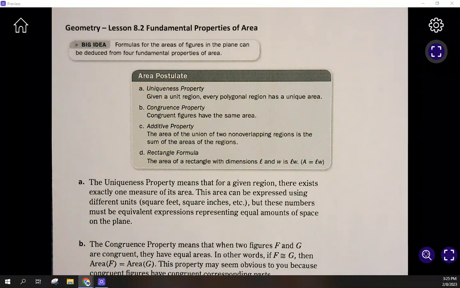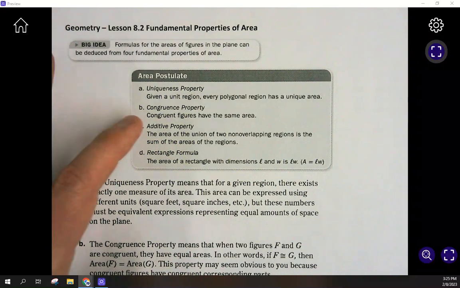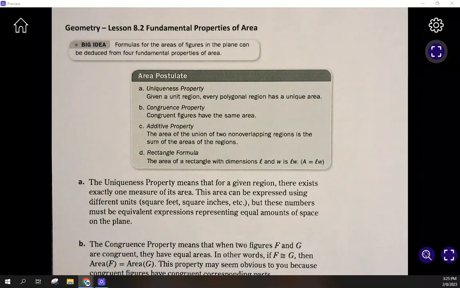So the big idea says that formulas for the areas of figures can be deduced from four fundamental properties of area. So what are those four fundamental properties? We see them here in the area postulate: the uniqueness property, congruence property, additive property, and the rectangle formula. It all kind of comes back to that as we study area.